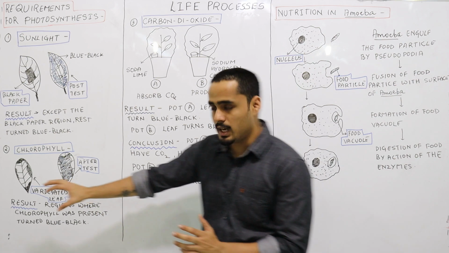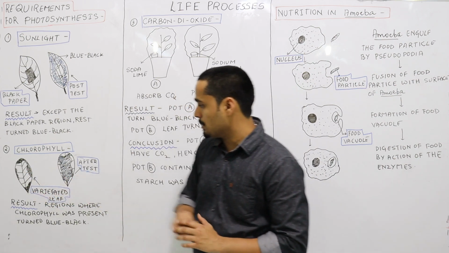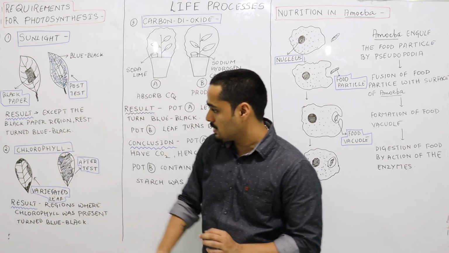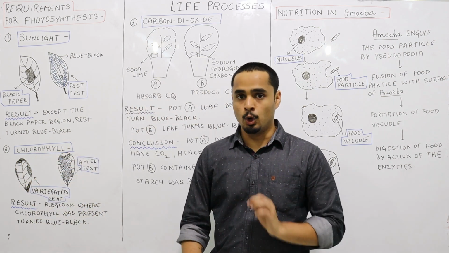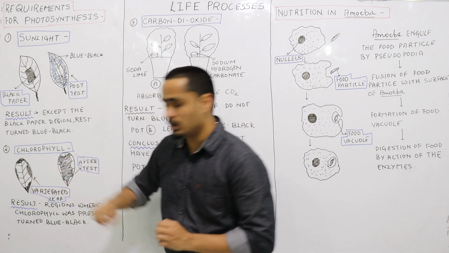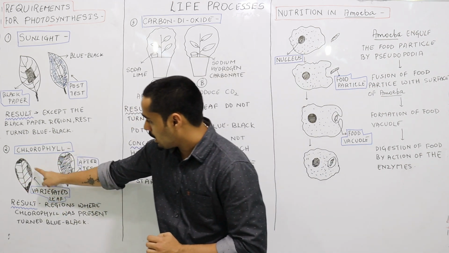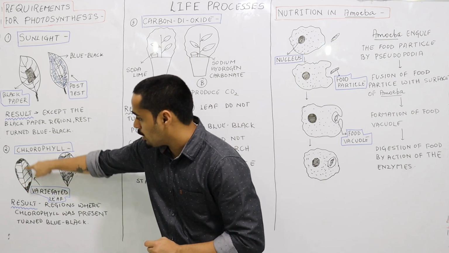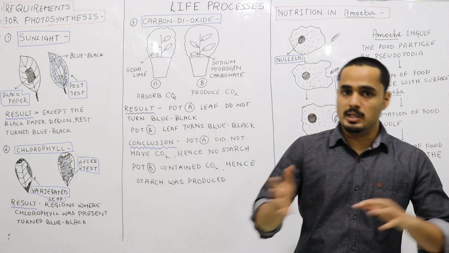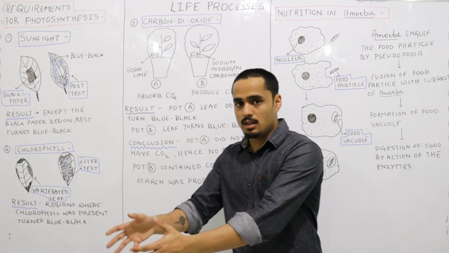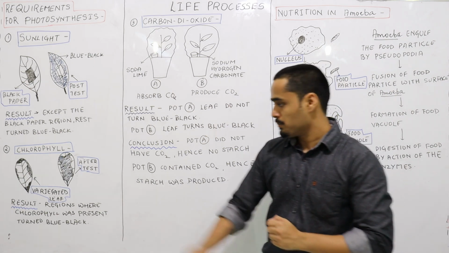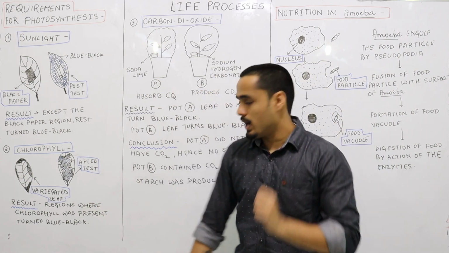Taking the example of the leaf on the board, the regions represented by the black marking do not have chlorophyll, and the remaining region has chlorophyll. Again, the procedure remains the same. You destarch it, then keep it under the sunlight for 4 to 6 hours, then pluck the leaf and test for starch. When they tested for starch, what happened?